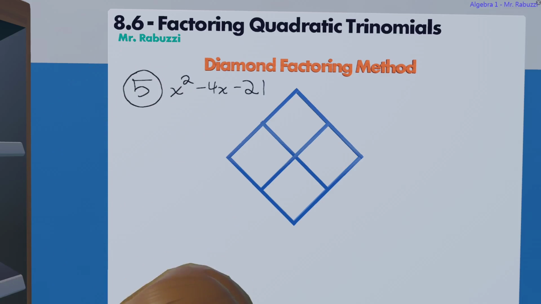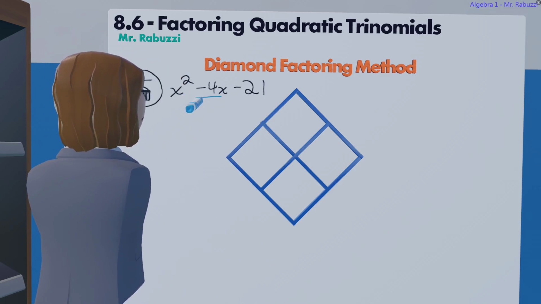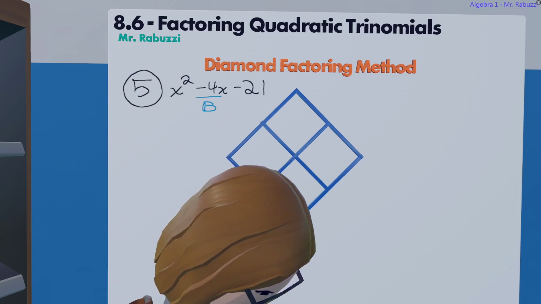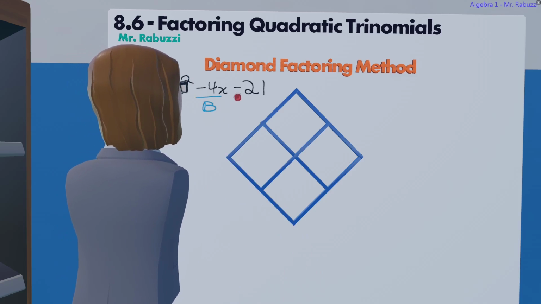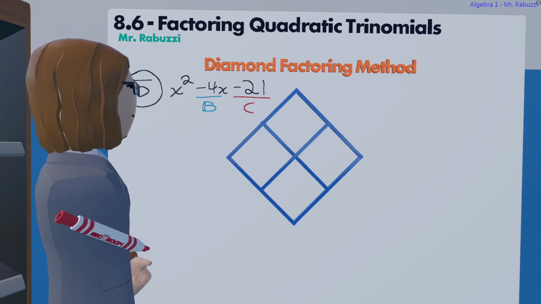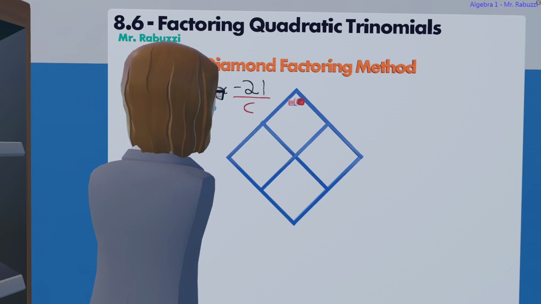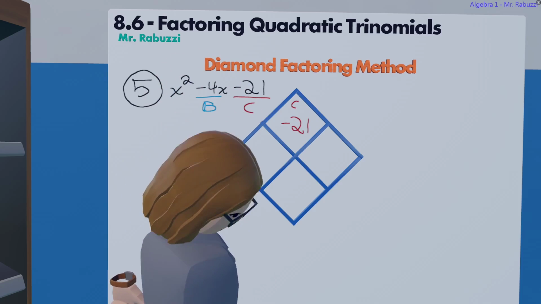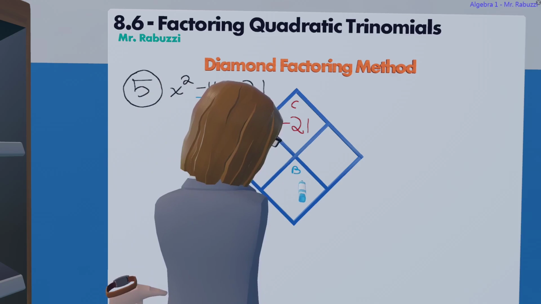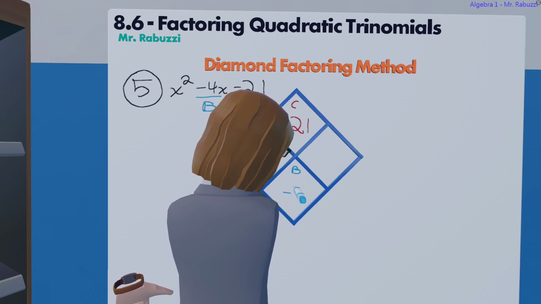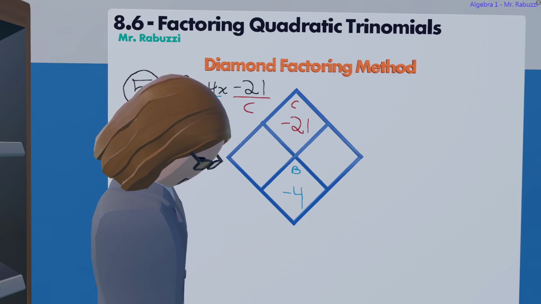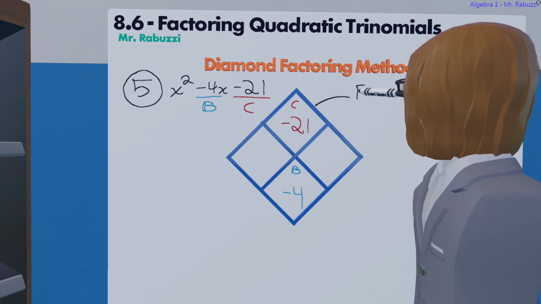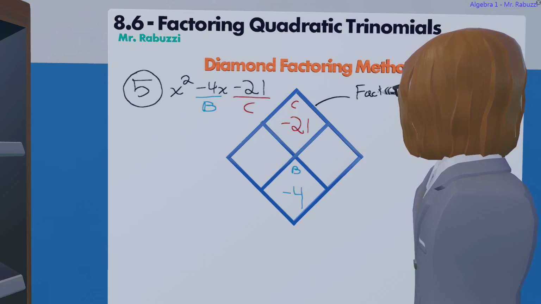All right, B for blue. So our B number is that -4, and C is red. So our C number is that -21. C goes on top, -21. B goes on the bottom, -4. And now it's time for our factors. Maybe this time I won't erase it.